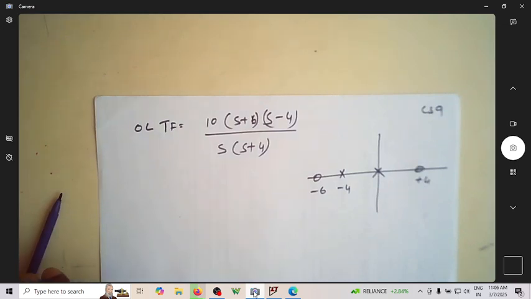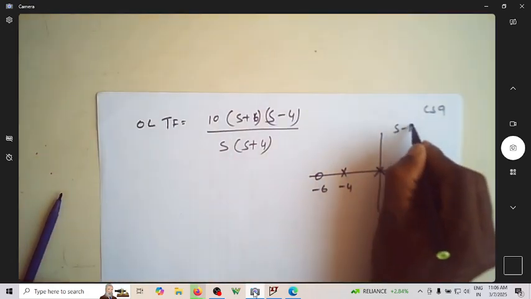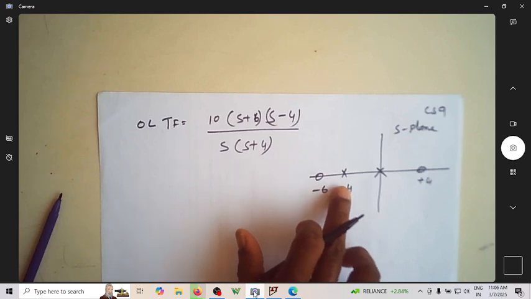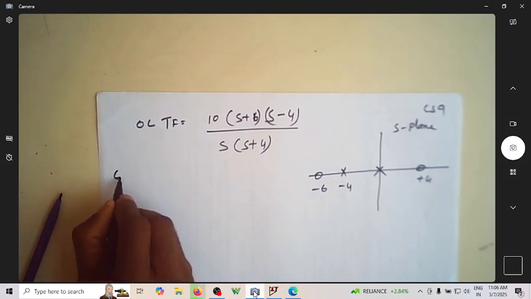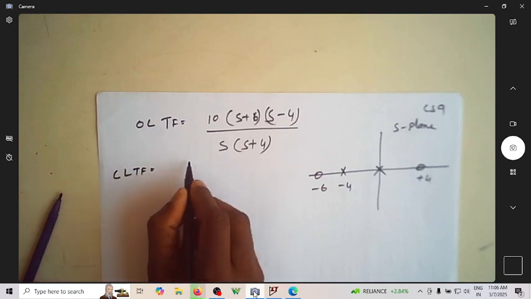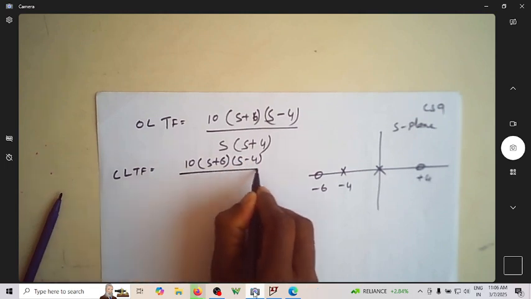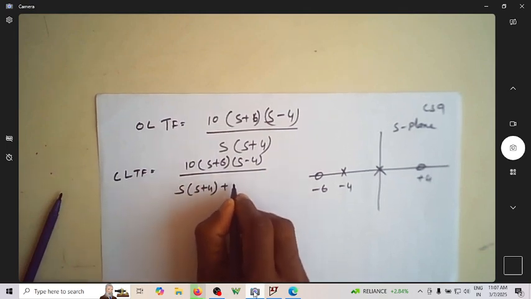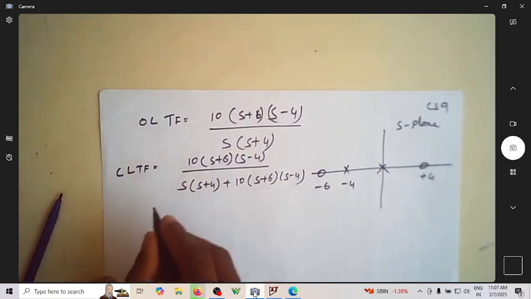By this time, I should be very comfortably representing the poles and zeros on my S plane, which is pretty easy. You represent poles at the origin and at minus 4, and zeros at minus 6 and at plus 4. So now what is the closed loop transfer function? It is 10 into (s plus 6)(s minus 4), over s into (s plus 4) plus 10 into (s plus 6)(s minus 4). Shall we solve for this?